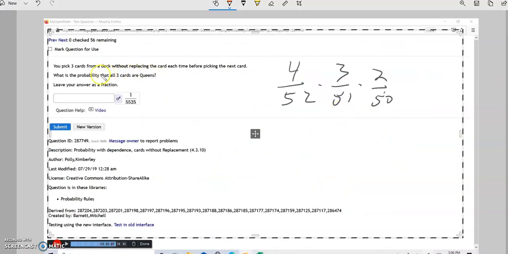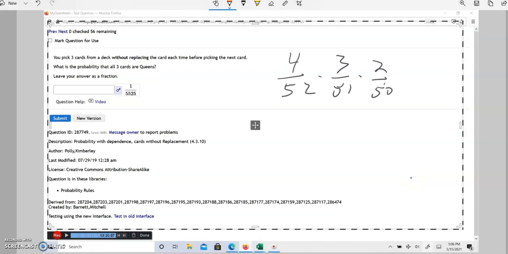Okay, 3 cards from our deck, all are queens. There's 4 queens, so it's 4 out of 52 times 3 out of 51 times 2 out of 50. And of course, they want it as a reduced fraction. 2 out of 50 is 1 out of 25. 4 out of 52 is 1 out of 3. 3's cancel out. 1 here, 1 here. So the answer is 1 times 1 times 1 equals 1. And hopefully 51 times 25 is their answer there.